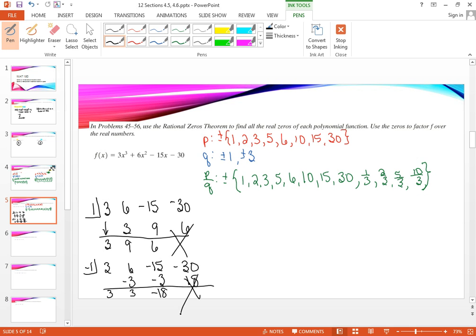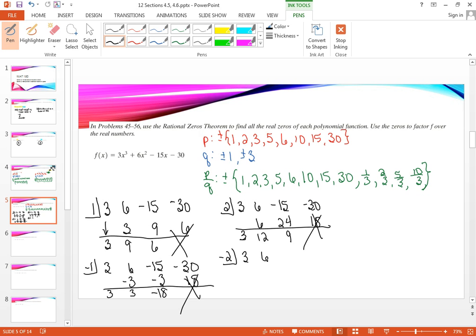There are different things that we can look at, but honestly, I'm going after the numbers that are easiest to do the division with. I'm going to go to 2. So I'm going to do 2 into 3, 6, negative 15, negative 30. So 6, 12, 24, 9, 18. That's not 0. All right, negative 2.